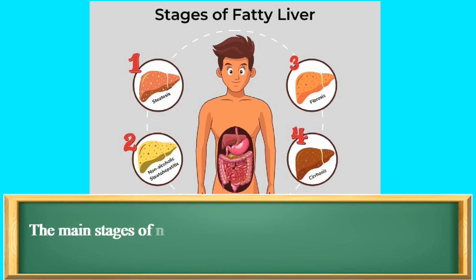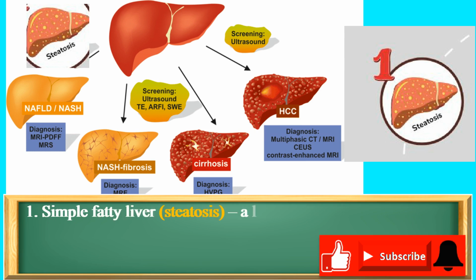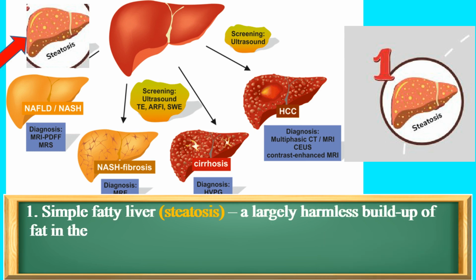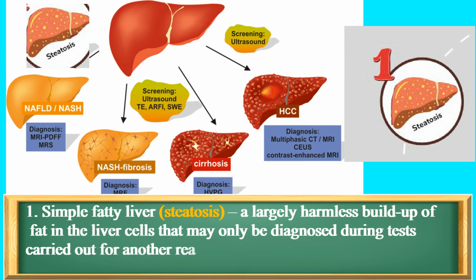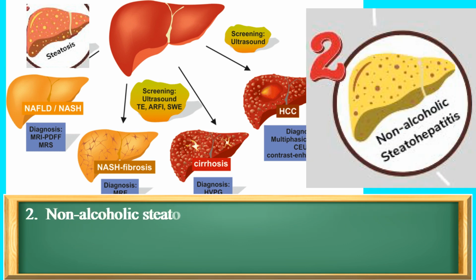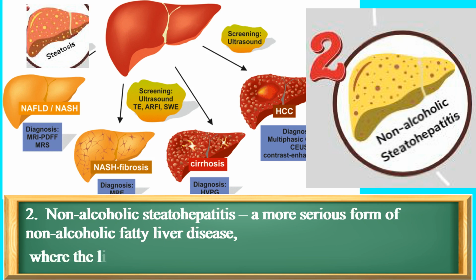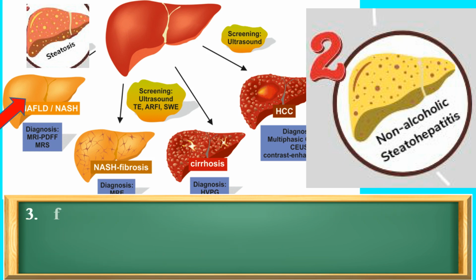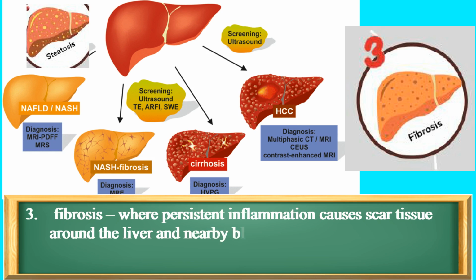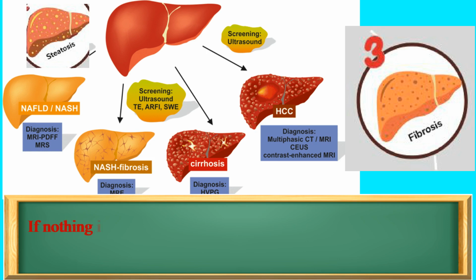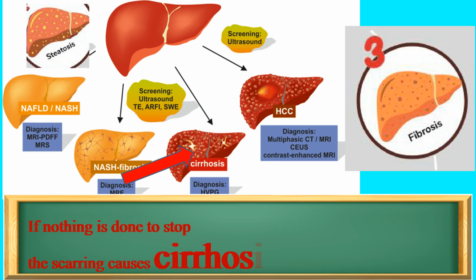The main stages of non-alcoholic fatty liver disease are: 1. Simple fatty liver, steatosis, a largely harmless buildup of fat in the liver cells that may only be diagnosed during tests carried out for another reason. 2. Non-alcoholic steatohepatitis, a more serious form of non-alcoholic fatty liver disease, where the liver has become inflamed. 3. Fibrosis, where persistent inflammation causes scar tissue around the liver and nearby blood vessels, but the liver is still able to function normally. If nothing is done to stop the scarring, it causes cirrhosis.